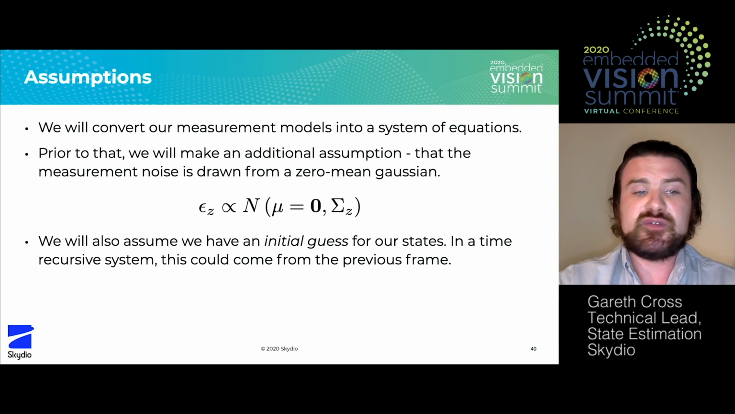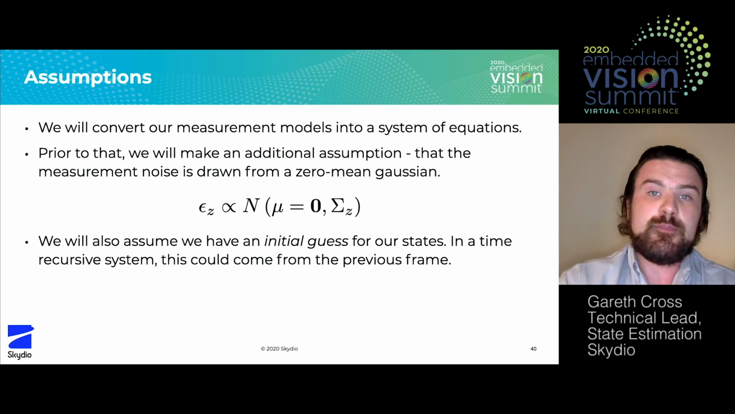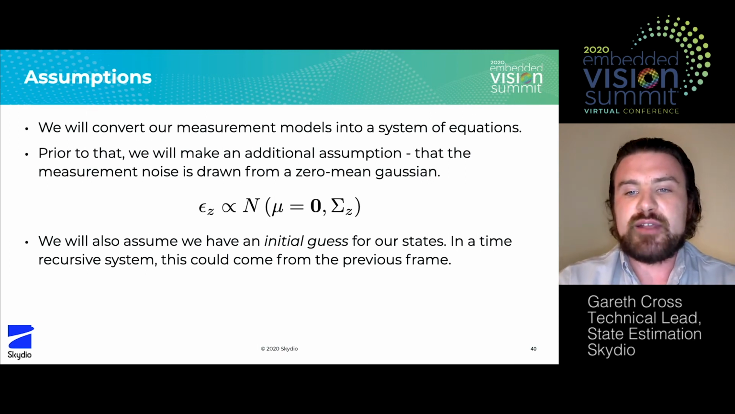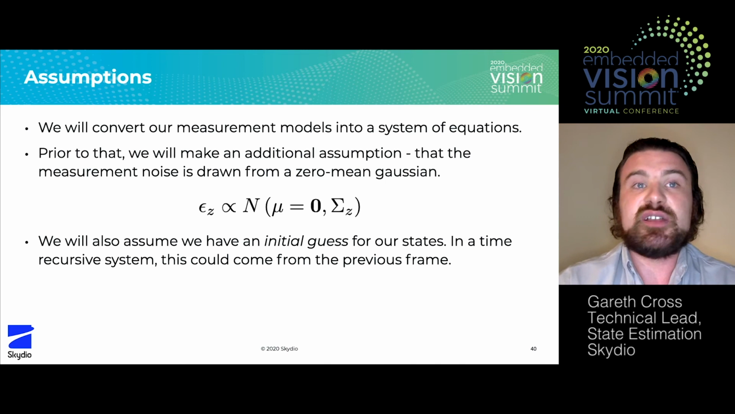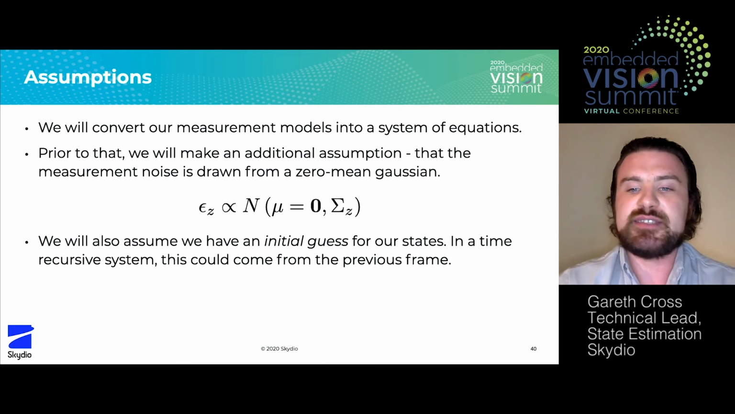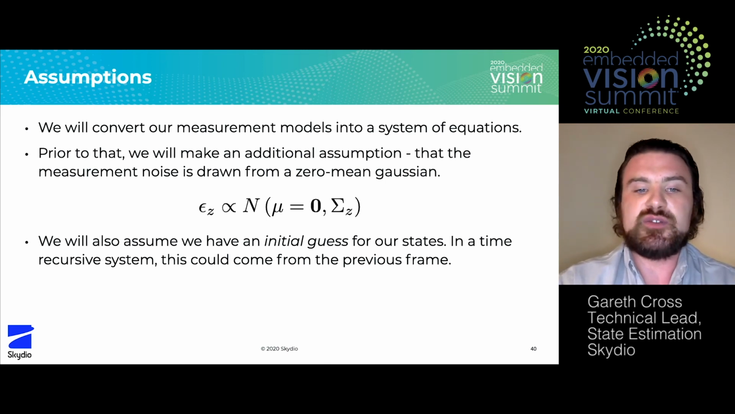So in a time recursive system, like an online SLAM system, usually this initial guess could be produced from the previous frame. There's a whole area of research into how you initialize these pipelines when you have no initial guess. And there's quite a lot to go into there that we won't cover today, but know only that you do need an initial guess to apply this method. But that's usually not a blocker, really.